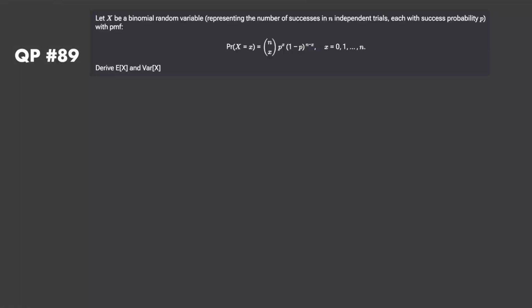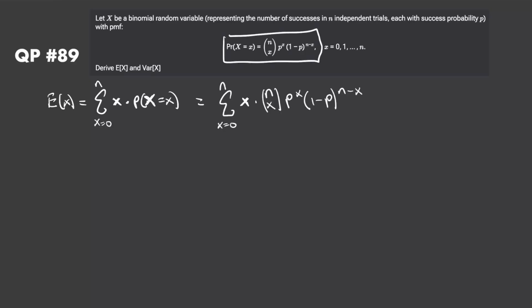Now the actual hardest way to derive this is if we just brute force the expected value and variance using the actual probability mass function. All right, so here's the definition of expected value right here. Now the probability that big X is equal to little x in this case is our probability mass function for the binomial right here, which I plugged in.